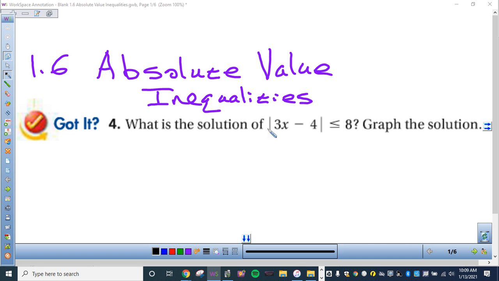Okay, so 1.6 absolute value inequalities. Virtually the same concept as yesterday. The only difference is now we have a greater than or a less than sign. When you do the as is and flip equation, there's a little wrinkle. You just flip the inequality. And with these, you have to graph on a number line.